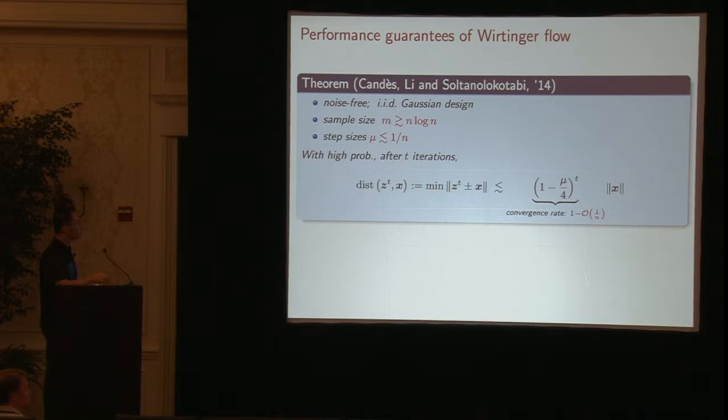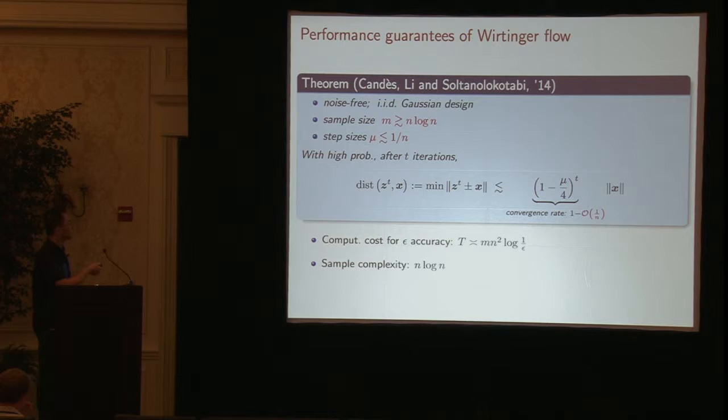But let's examine it a little bit more carefully. Recall that I assume the step size is chosen to be 1 over n. So the convergence rate is basically 1 minus 1 over n, roughly. It says that within n times some logarithmic number of iterations, it can converge to the ground truth. After a little more thought, you can see that the total computational cost, if we want to get epsilon accuracy, is roughly m times n squared times some log factor. And the sample complexity of this algorithm, as I said, is roughly n times log n.